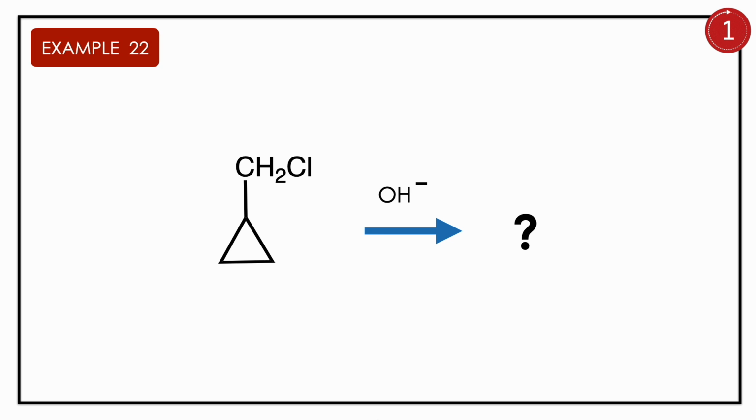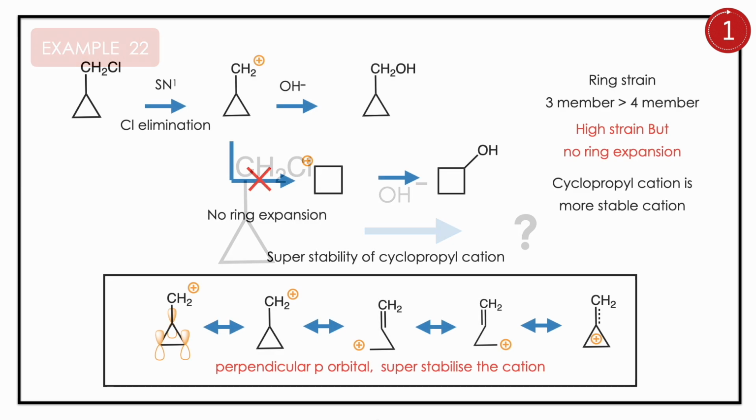Then example 22. You have cyclopropane, and in the side chain you have methylene chloride, and OH minus you are using. You should find what will be the final product. Here you have chlorine, which is a very good leaving group, which leads to the stable cation. Whenever there is a stable cation, you might know already it's an SN1 reaction, SN1 intermediate. The cation formation is there.